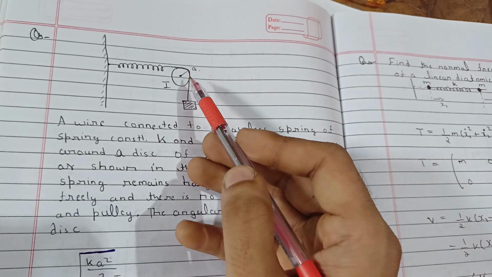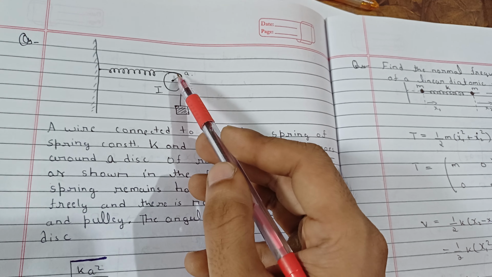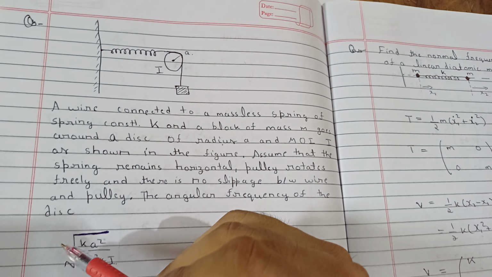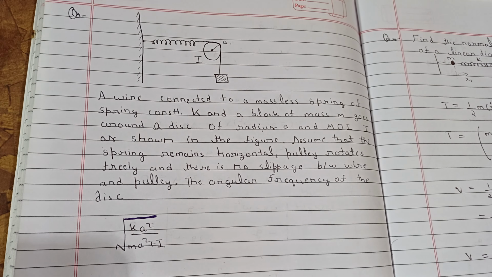See, there is no slippage, so whatever velocity you get for this block will be the same as the tangential velocity here. So try to solve this question. In the next lecture I will give you the solution.